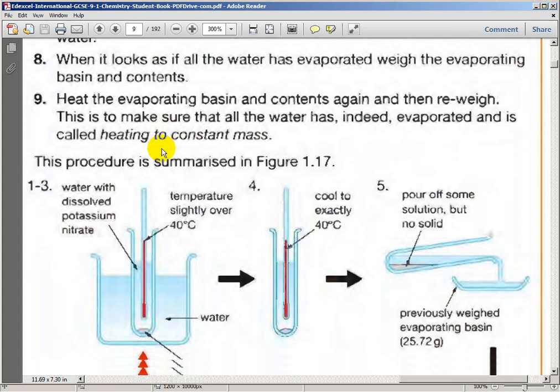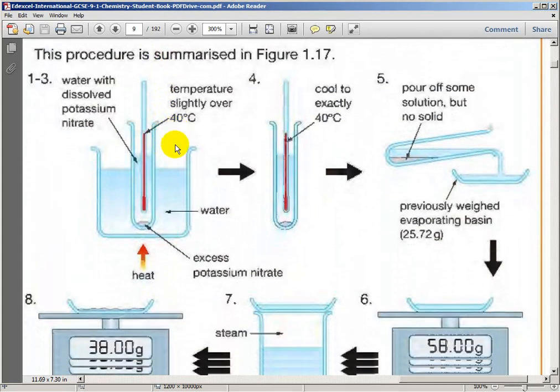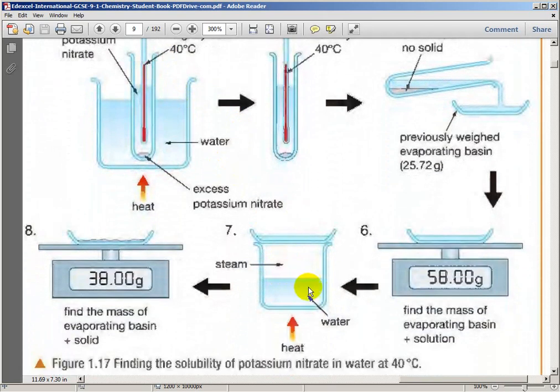Step 8. So you heat the solution with contents and the water will start evaporating. After it disappears, you weigh the evaporating basin with the solid contents. Then it is found to be 38 grams.